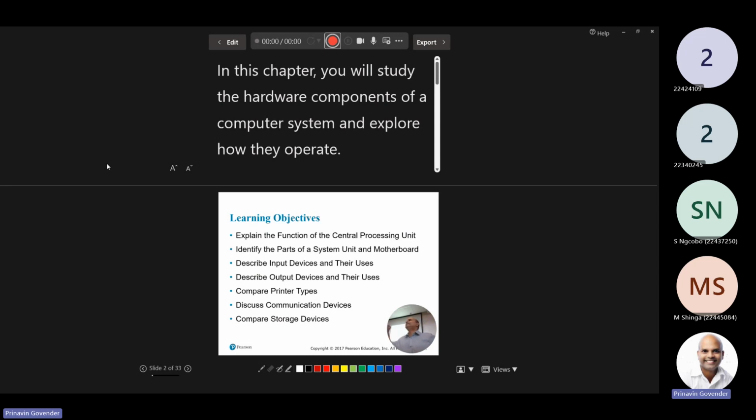TEAM stands for T, together, E, everyone, A, achieves, M, more. Right? No man is an island. We're all together. And if this is a learning objective, let me tell you what a learning objective is.